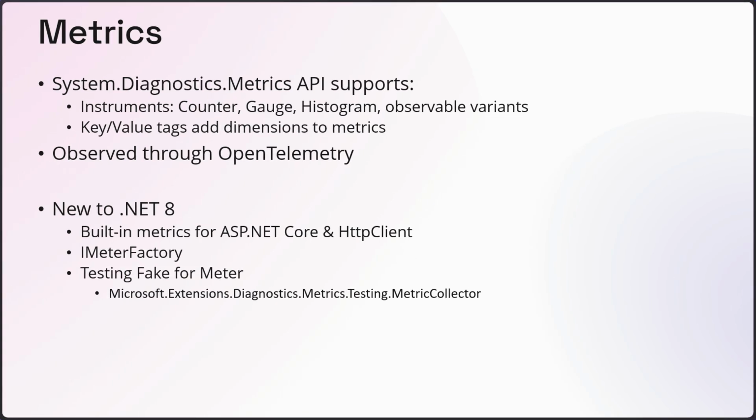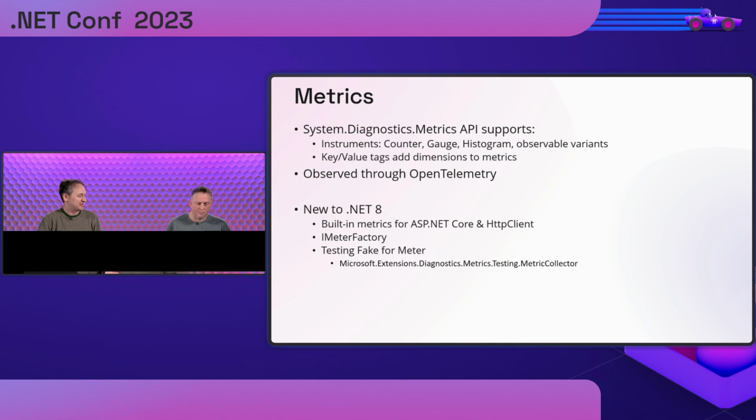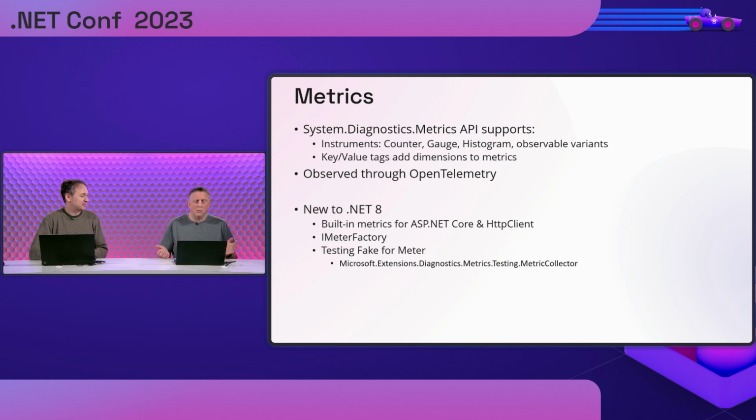As Noah showed in the demo for the built-in metrics, you can add key-value tags to those to add dimensions. These are really handy, but don't go overboard with them, because each combination of key and value explodes out the tracking for those metrics. And of course, these can all be observed through OpenTelemetry.